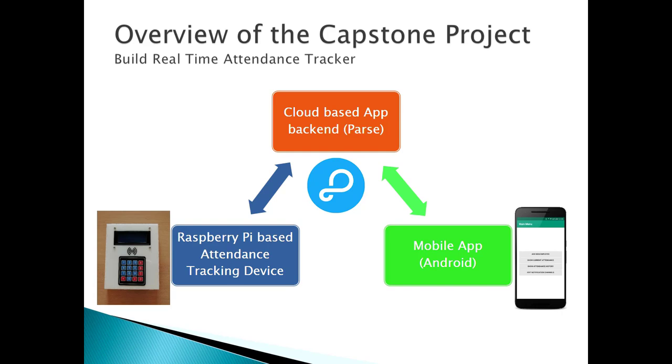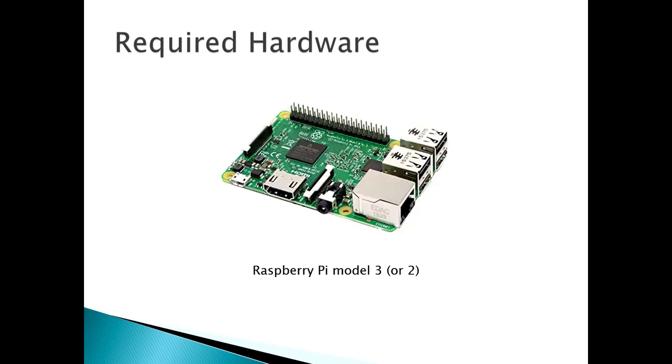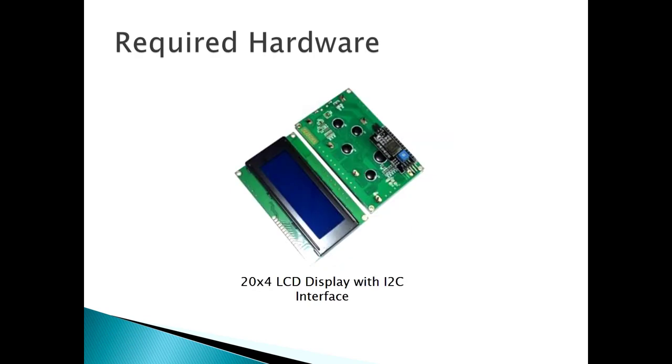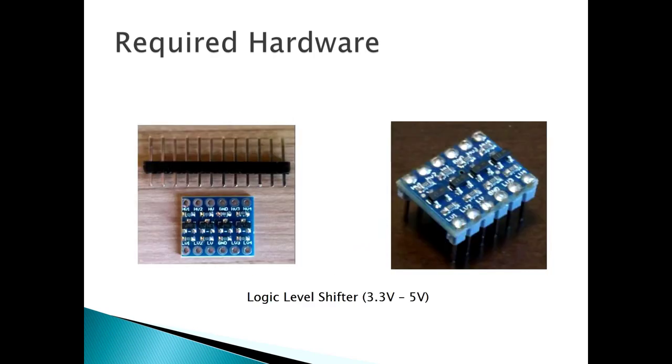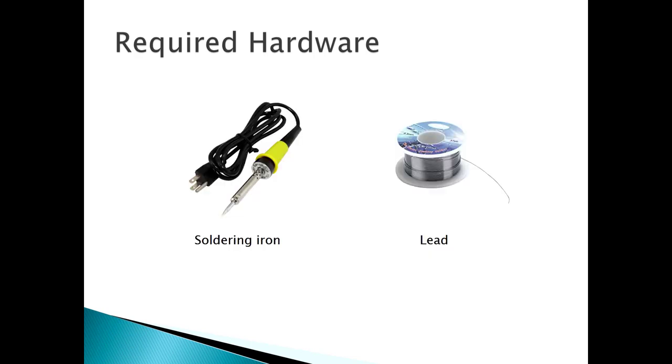And both sides of the built system will communicate together by means of a reliable cloud backend based on the Parse platform. So in this course, we're gonna need the following hardware. So we're gonna need, first of all, a Raspberry Pi Model 3 or even Model 2. And we're gonna need also a 20x4 LCD display with I2C interface. Also, we will need a logic level shifter from 3.3 volt to 5 volt. And we're gonna need also a soldering iron and a lead.